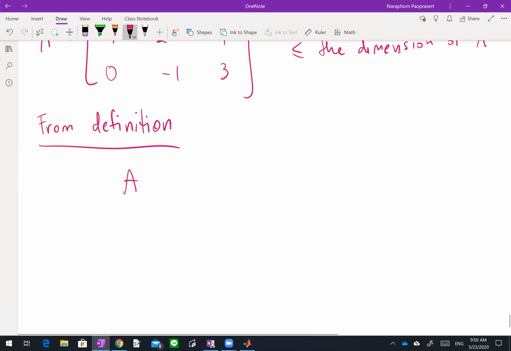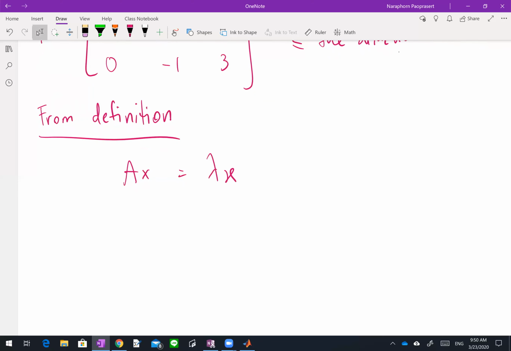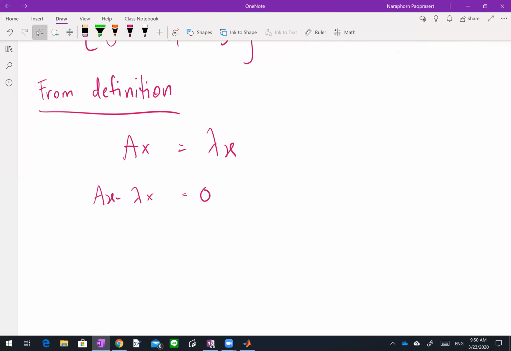We say that if x is the eigenvector of A, then Ax should equal lambda x. So you move lambda x to the left-hand side: Ax minus lambda x equals 0. You pull x out, and A is the matrix. Then, pulling it out, you have to multiply lambda with the identity matrix I, and then you can just pull it out.